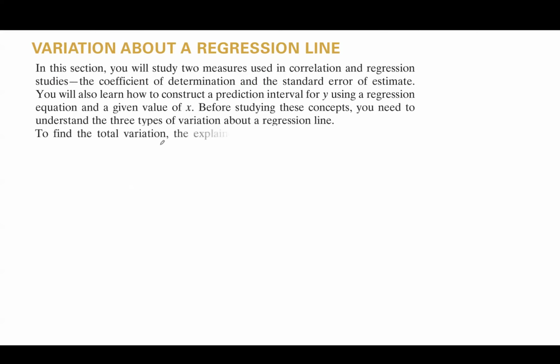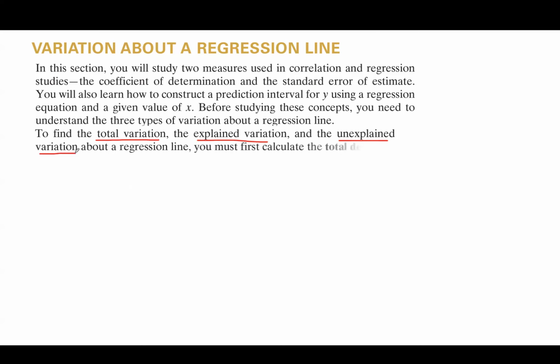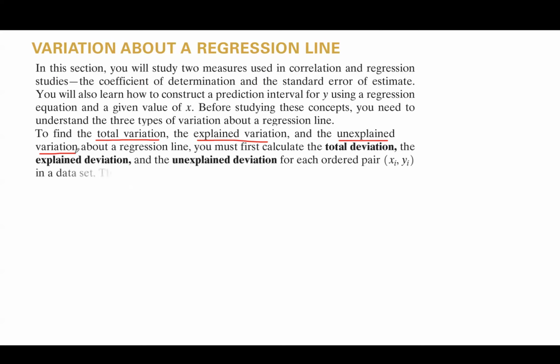To find the total variation, the explained variation, and also the unexplained variation about a regression line, first you need to calculate the total deviation. After we define total deviation, we can talk about explained deviation and unexplained deviation for each ordered pair, like x sub i and y sub i. These deviations are shown in the figure.